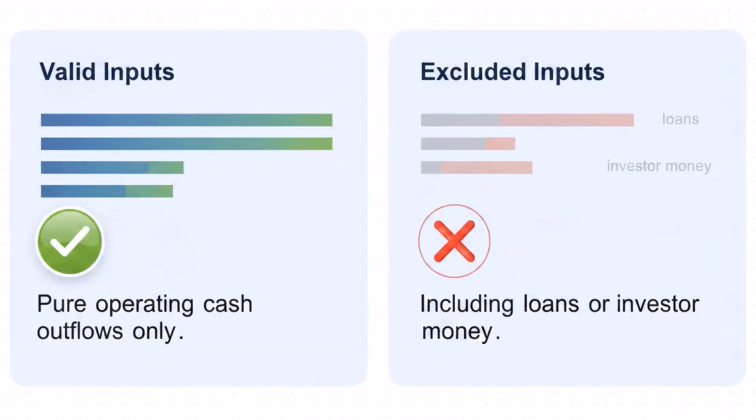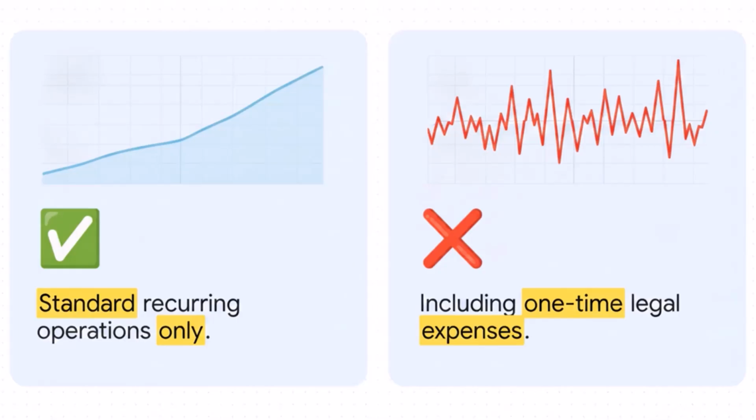The crucial point here is that the formula is only as good as its inputs. When you're calculating your net burn, you have to use pure operating cash outflows. If you start counting financing activities such as investor money coming in, bank loans, or credit lines, you're artificially lowering your burn. We also have to strictly exclude one-time expenses from that net burn calculation.